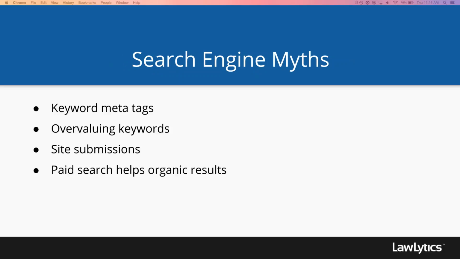So now let's talk a little bit about search engine myths. I brought this up earlier, and here it is again, the keyword meta tag. The meta tags are used to provide search engines with information about your site, and you can find them in a header, and they're not visible to people.